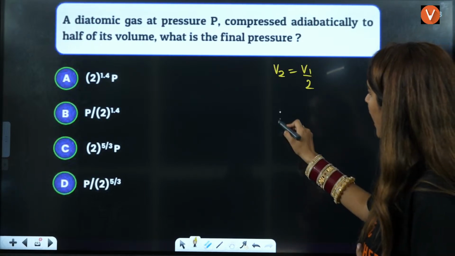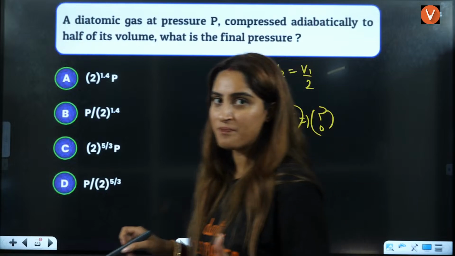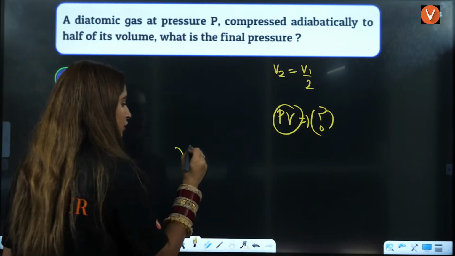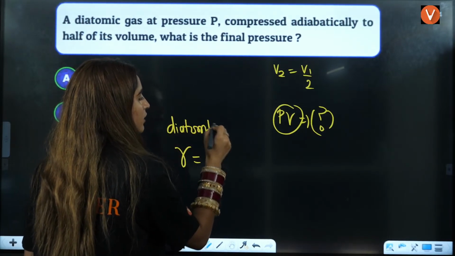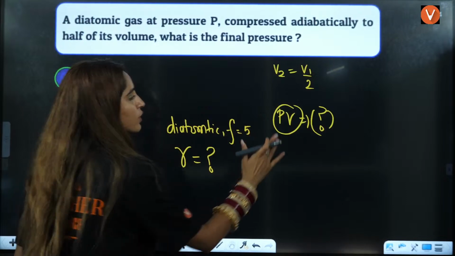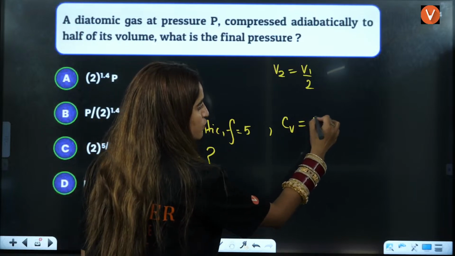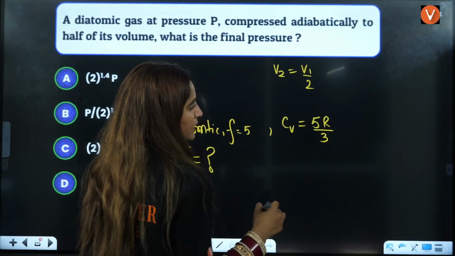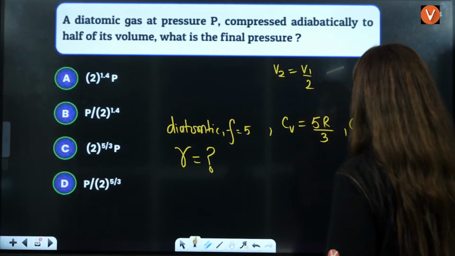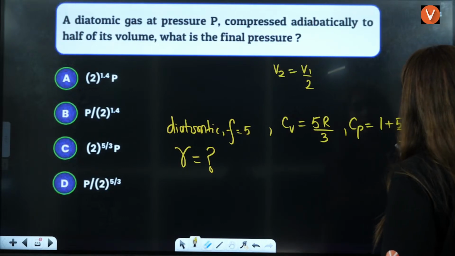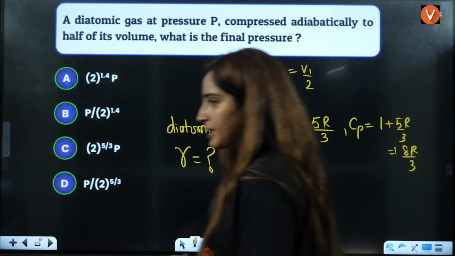You have to know the equation of PV in form of gamma. Tell me, gamma for diatomic gas. If you don't know, degree of freedom is 5. So if you don't remember the value of gamma directly, you can also calculate it like this. CV is equal to 5 R by 3. Then CP is equal to 1 plus 5 R by 3, that is 8 R by 3. So something like this will be there.